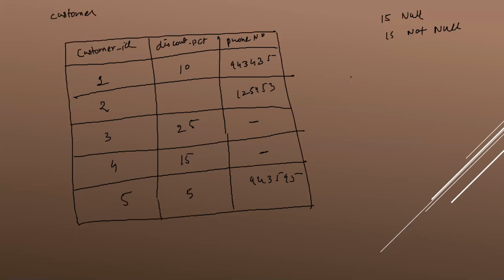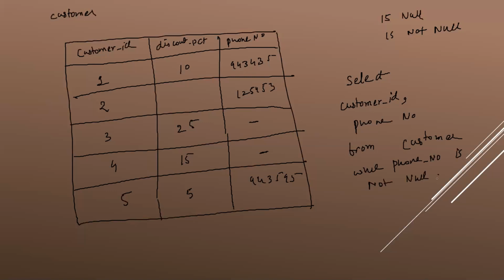Now I am writing the statement. Select customer ID, comma, phone number from customer where phone number is not null.